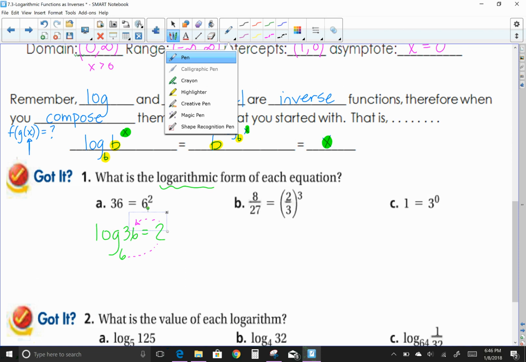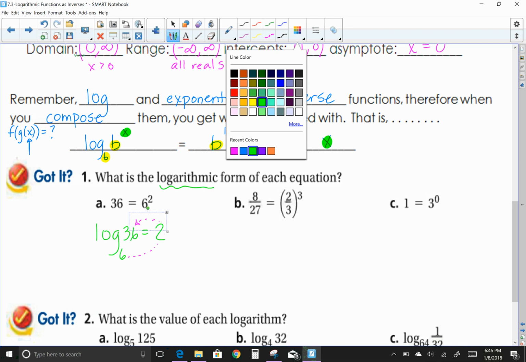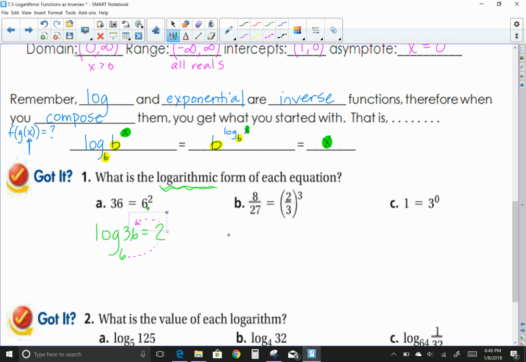If you feel like you got it, go do those, pause it, go do the next ones, and then come back and check those. Okay? So I have 8 over 27 equals 2 over 3. I'm trying to write the logarithmic form again. So I'm going to have log.